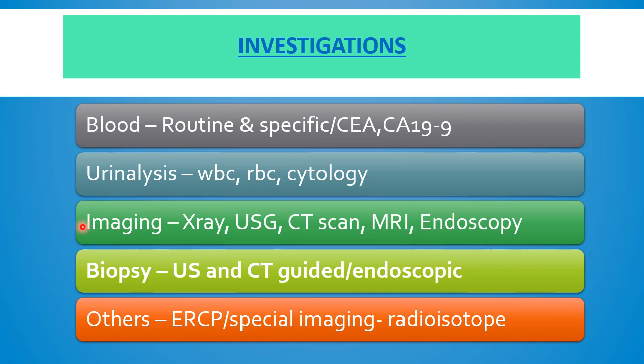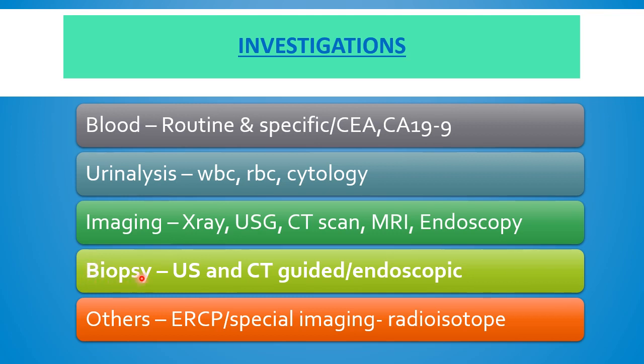The next important group of investigations are the imaging investigations, which include plain X-rays, especially plain X-ray of the abdomen, and ultrasound scans of the abdomen and pelvis, which can decide whether to go on to CT scan, MRI, and endoscopy. These are all important investigations for a patient presenting with an abdominal mass. Usually we do the simplest one first and then go up to more sophisticated investigations.